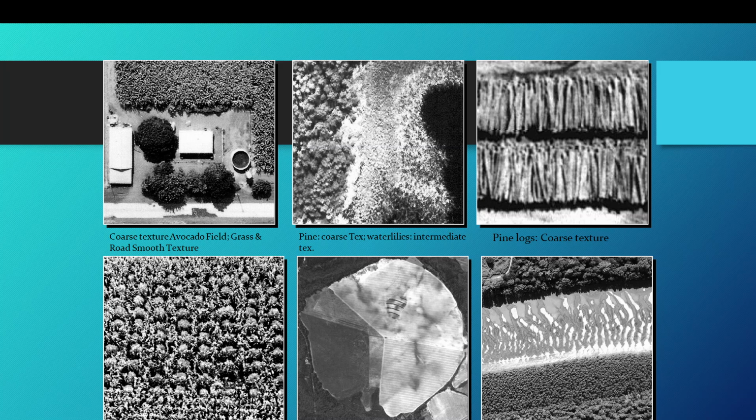Then the top right, the pine logs display a distinct coarse texture with clear patterns. Bottom left, the cornfield represents a coarse texture with dense, irregular tonal variation. Bottom middle, the irrigation system appears with a mottled texture, indicating a mix of smooth and rough areas. And lastly, the bottom right, the Mississippi River region shows a variety of textures combining smooth water patterns with coarse vegetation. This example shows how texture differences can reveal surface characteristics in imagery.